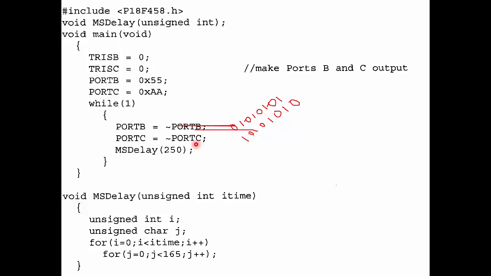Now if you are applying invert to port C, what will happen? This one will become 0. This 0 will become 1. Again 1 0 0 1 0 1. Now the port B value became AA from 5, and the port C value became 5 from AA. Then after 250 milliseconds, it will repeat. So this is the operation using inverting. This for loop is used to produce the delay of 250 milliseconds. So this is one case.